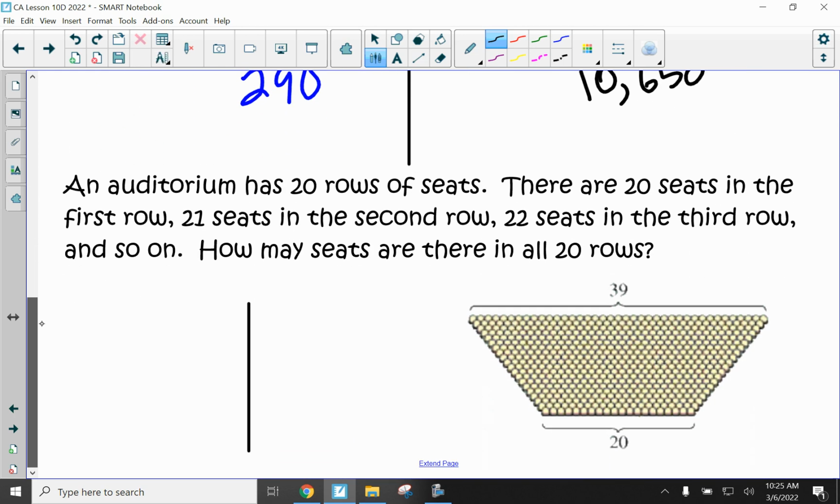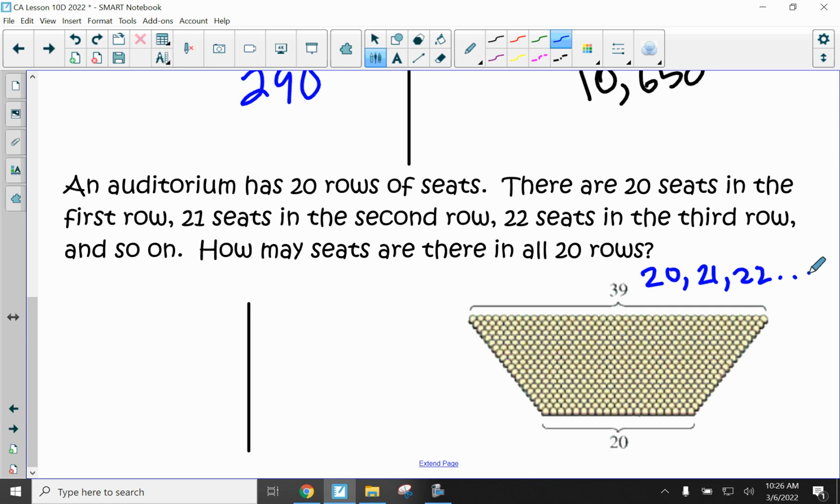Okay, the next one. The next one says an auditorium has 20 rows of seats. There are 20 seats in the first row, 21 seats in the second row, 22 seats in the third row, and so on. So how many seats are there in all 20 rows? So the pattern is going to start off at 20, then it's going to go to 21, and then 22, and so on. That's going to continue all the way up to the 20th row.